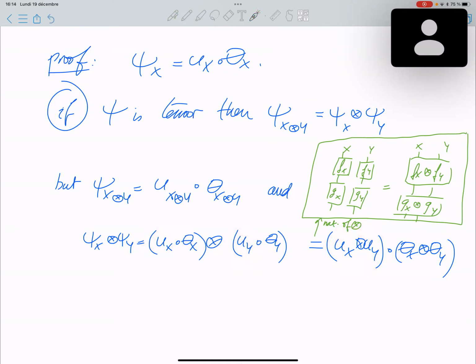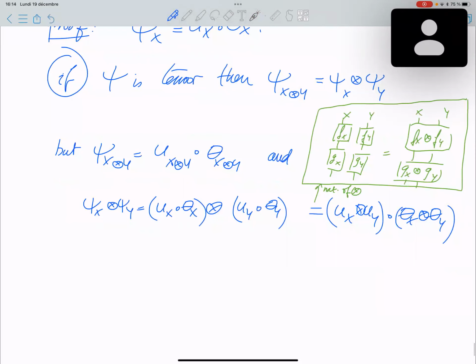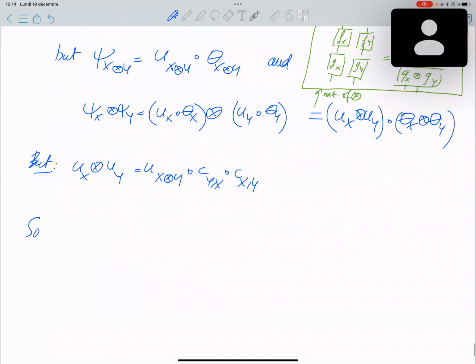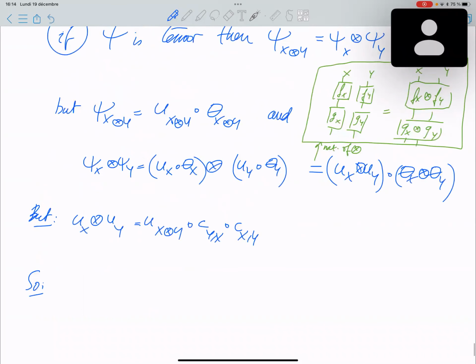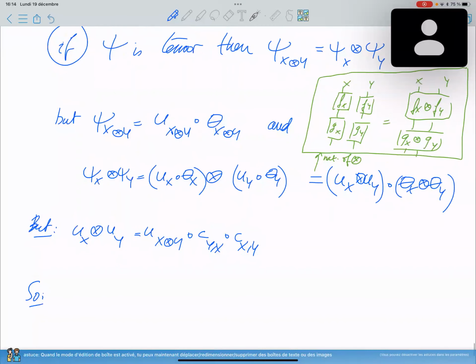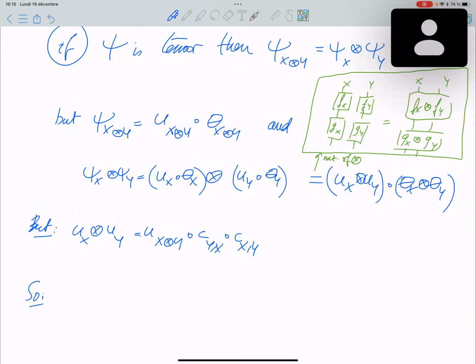Now, but as we proved before, we proved this relation about the Drinfeld morphism. So, we are almost done. So, wait. So what should I do? Ux, Uy.